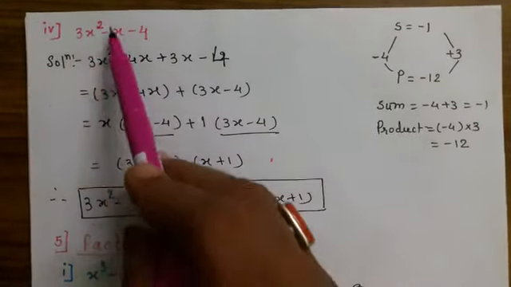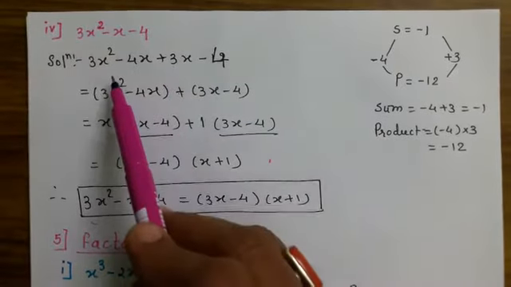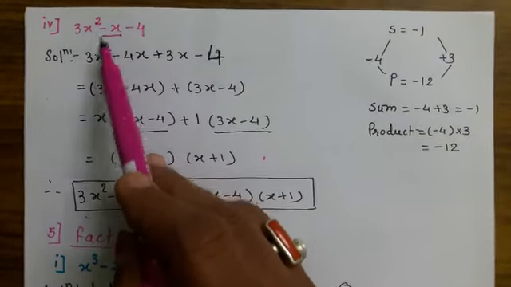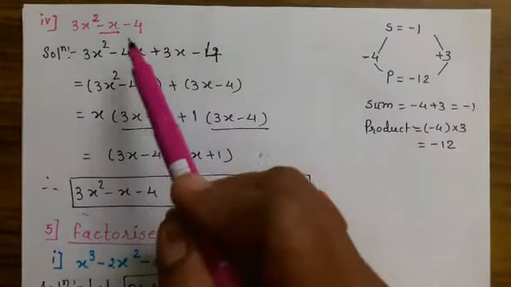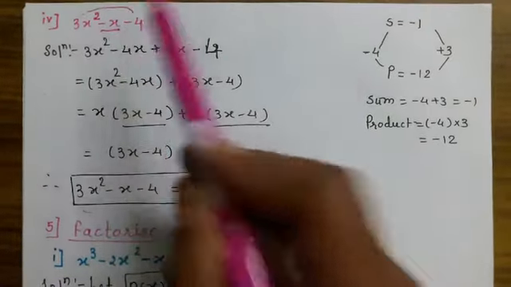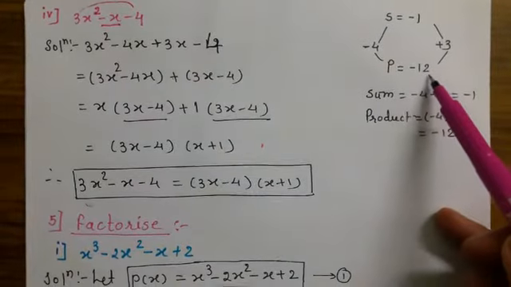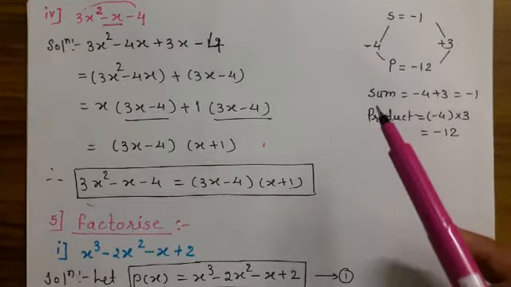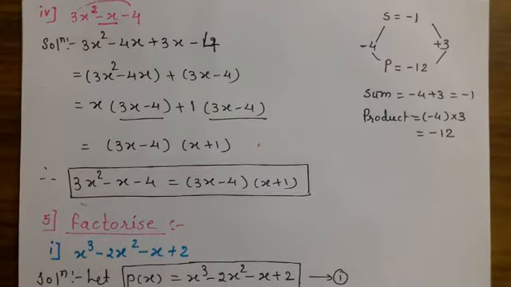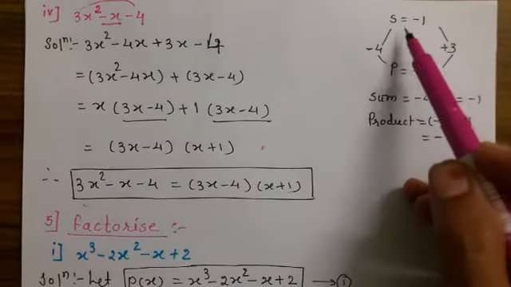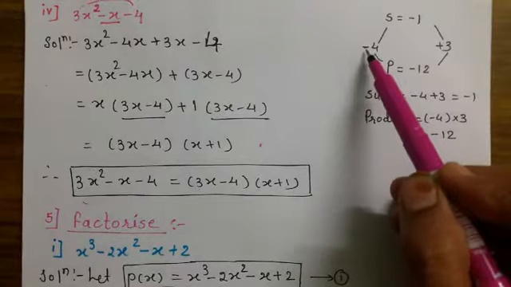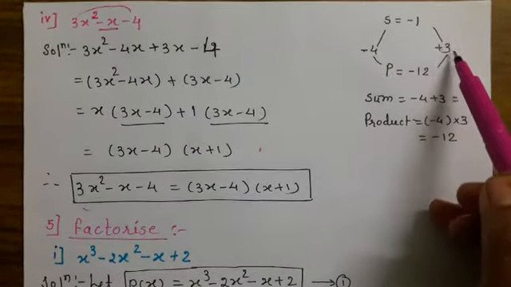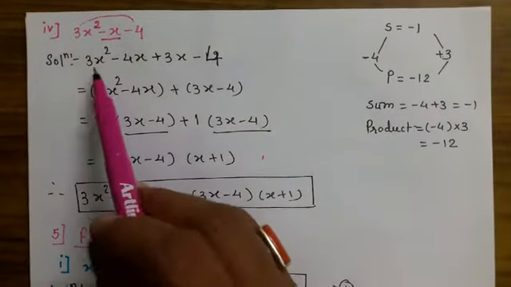Fourth problem, 3x square minus x minus 4. Again are you finding? The middle term, the coefficient of x, is 1. So the sum is minus 1 and the product is 3 4s are 12, means the product is minus 12. Product negative means one term should be positive, one term should be negative. 4 3s are 12. Okay, but the sum is having a minus sign, means the greater number has a minus sign and the smaller number has a plus sign. So what we will do here?